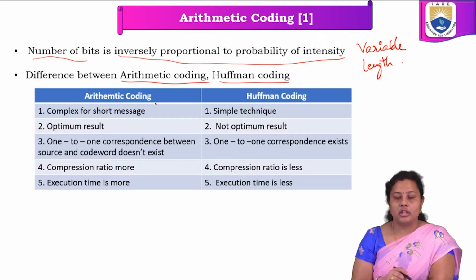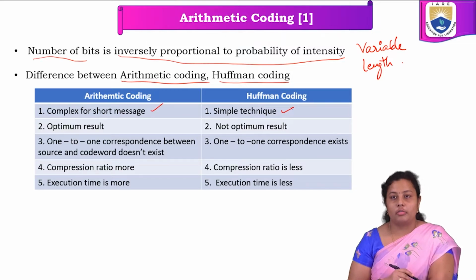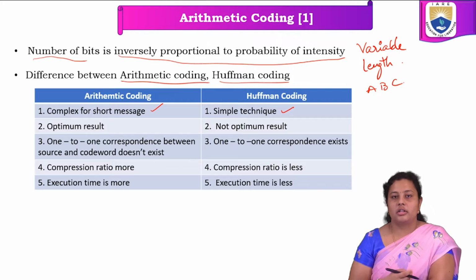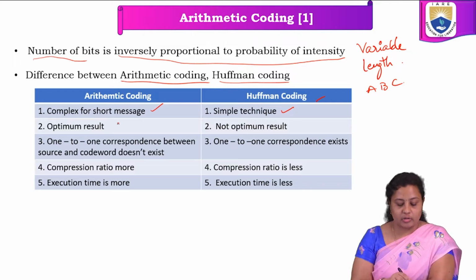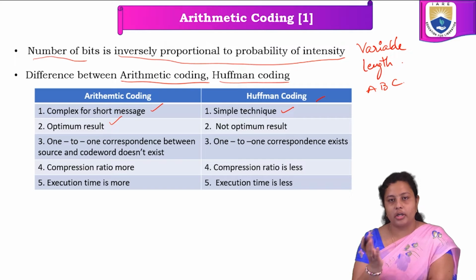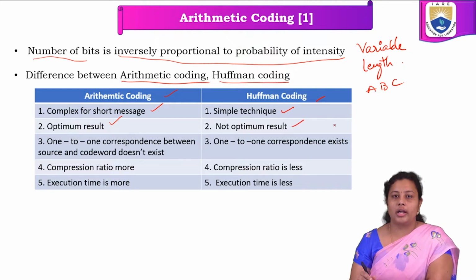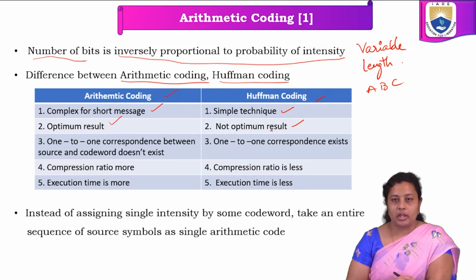Arithmetic coding is complex for short messages, whereas Huffman coding is very simple for short messages. Let's say suppose we have A, B, C. Doing arithmetic coding is a tedious technique, whereas Huffman coding is very much simpler. Arithmetic coding gives us the optimum result when we try to decode back from our coded signal, whereas Huffman coding is good enough, but not as good when compared to arithmetic coding.